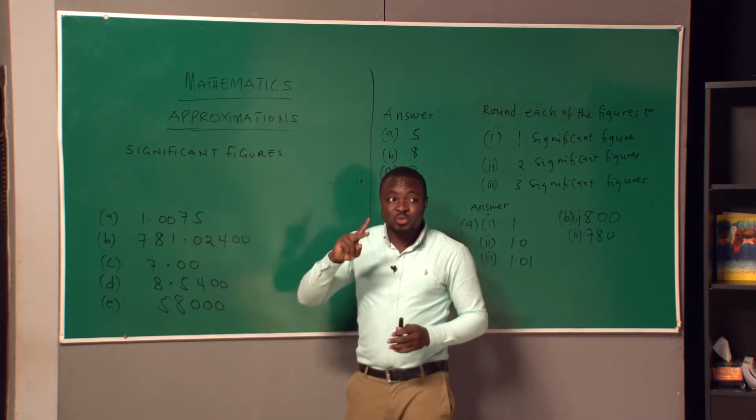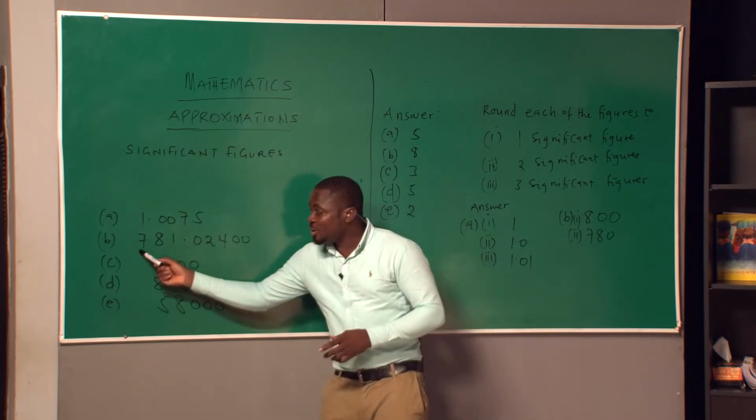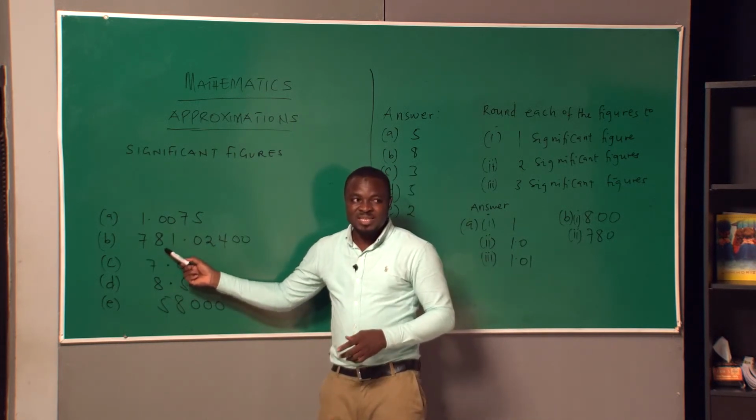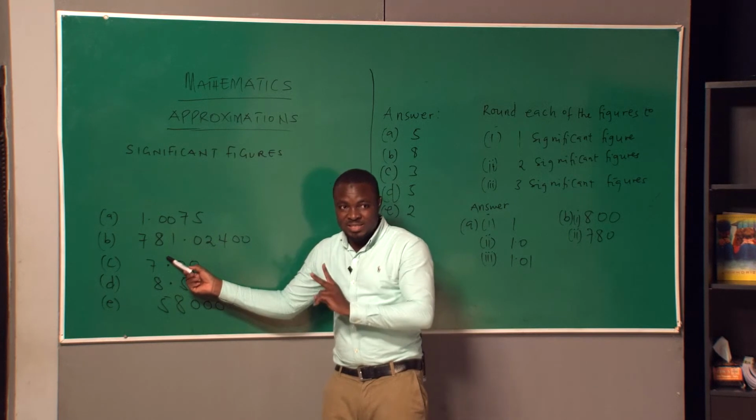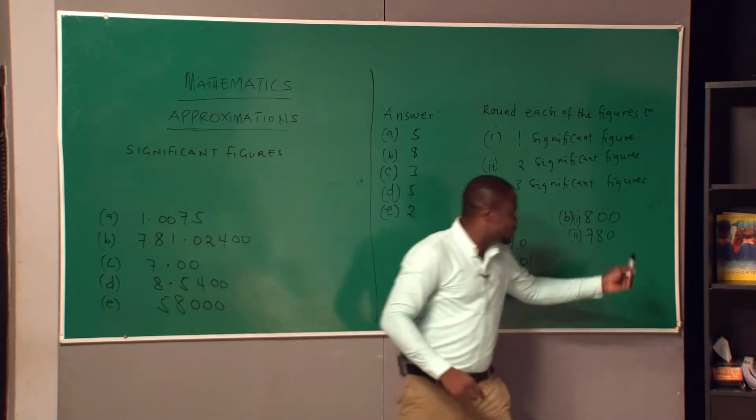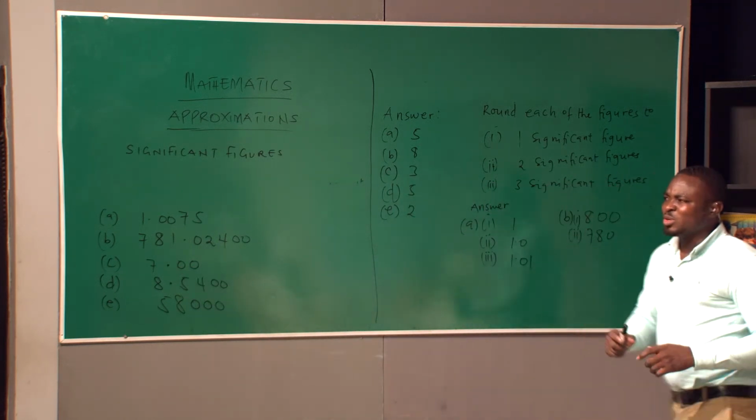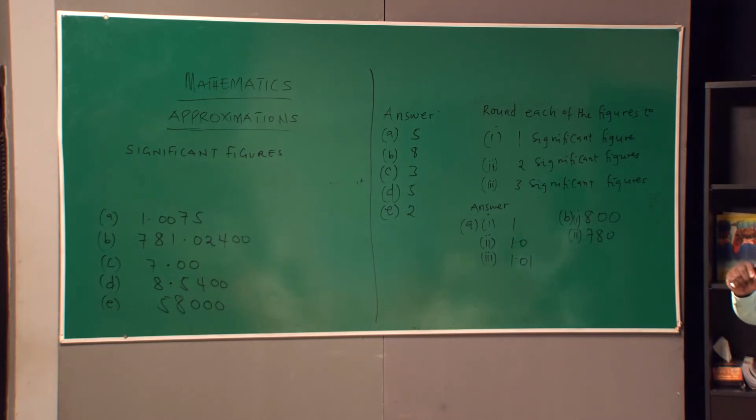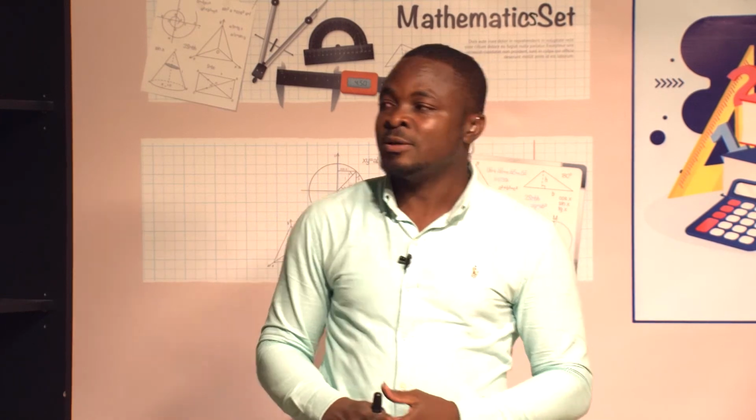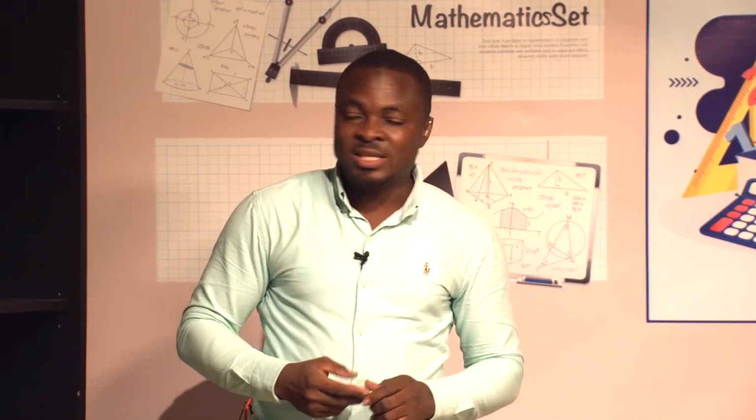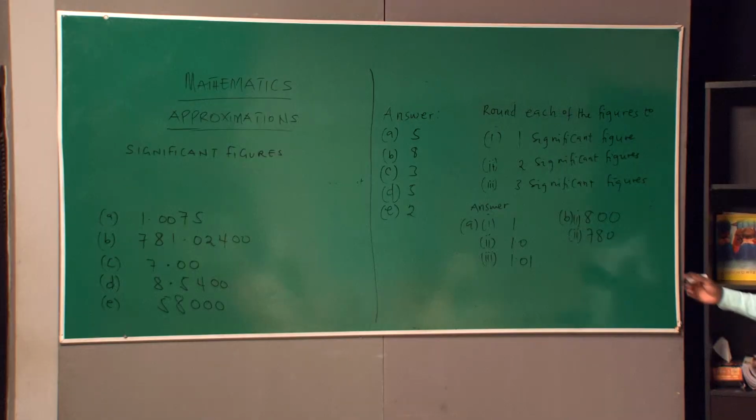781.02400. To two significant figures, it means the first two numbers. The third one is less than 5. So it becomes 0. Because we are talking about significant figures, don't bring a decimal point. If you do, anything that comes after the decimal point also becomes significant. So you have written more than two significant numbers. So the last one is to three significant figures.